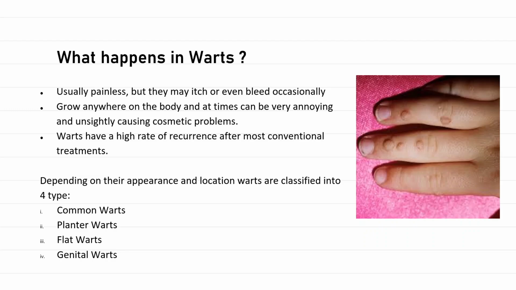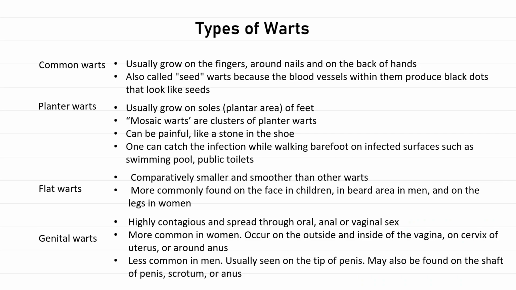So it can be a common wart, it can be a plantar wart, it can be a flat wart, it can be a genital wart. So let us learn more about these four types of warts. When talking about the types of warts, first is the common wart, which is usually on fingers, around nails, and back of your hand. These are pretty common because the hand is the most common area where these warts can grow.